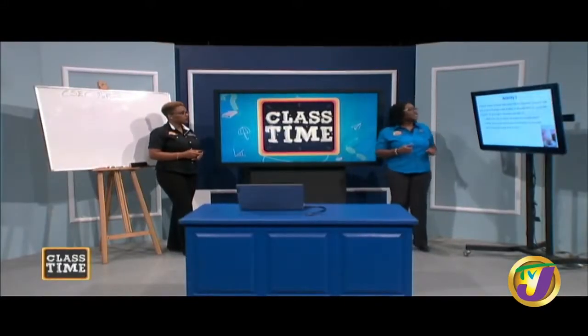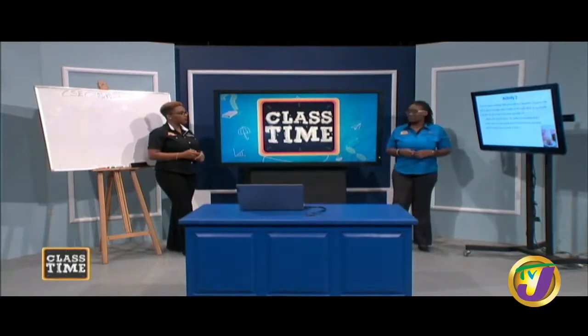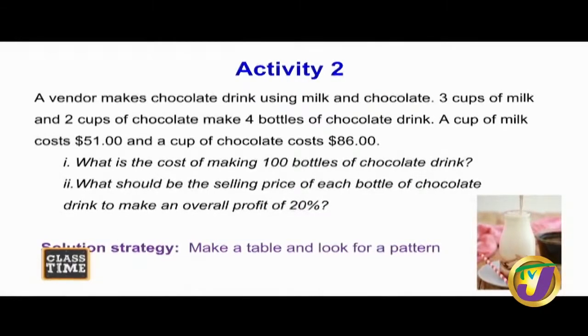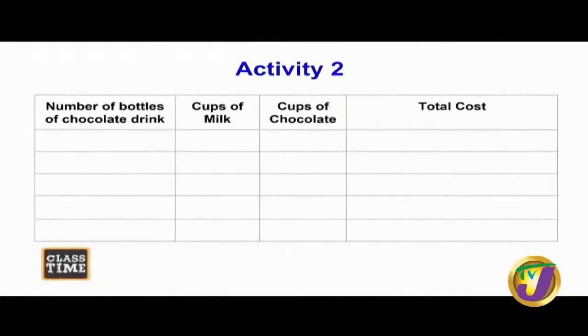So they asked us what is the cost for making 100 bottles of chocolate drink. All right, so we need a strategy. A strategy I think we can use is to start off with a table and see if we can find any patterns coming up. I'm the table girl, you know. Yeah, you say table. So let's make a table and see if we can look for some patterns.